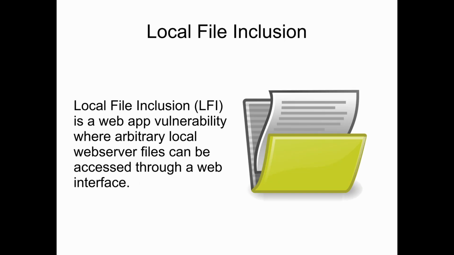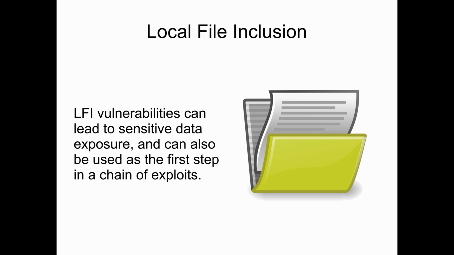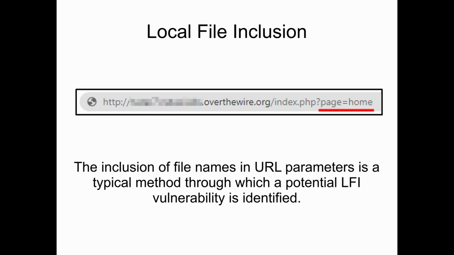Local file inclusion is a web app vulnerability where arbitrary local web server files can be accessed through a web interface. LFI vulnerabilities can lead to sensitive data exposure and can also be used as the first step in a chain of exploits. The inclusion of file names in URL parameters is a typical method through which a potential LFI vulnerability is identified.